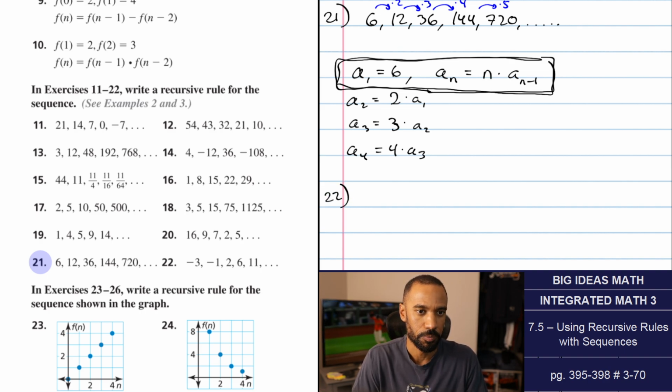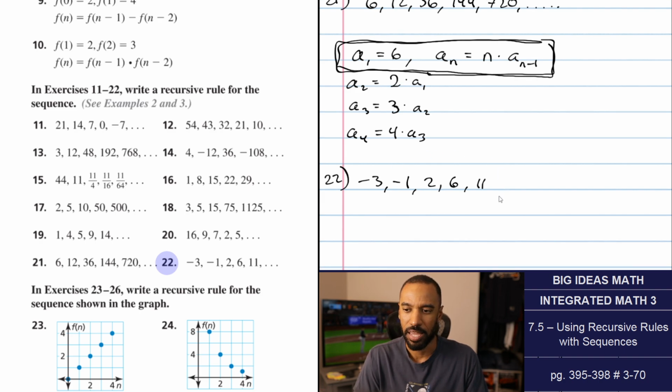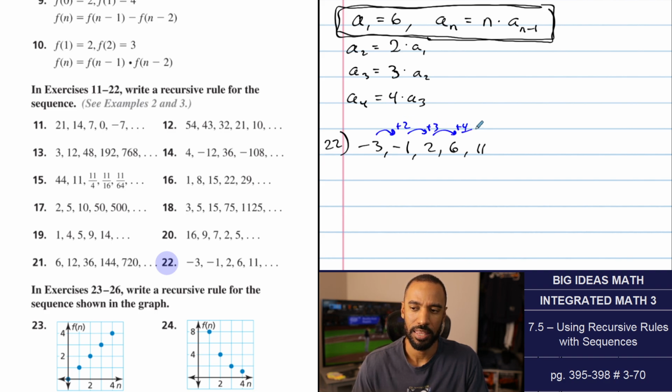So number 22, let me write it out. I don't know the answer right now. -3, -1. Oh, I know it. All right. Given that they go from negative to positive like that, it's probably more of a sum kind of thing, and that looks like it's what it is. We add 2, and then 3, and then 4, and then 5. And then it kind of continues on the path.